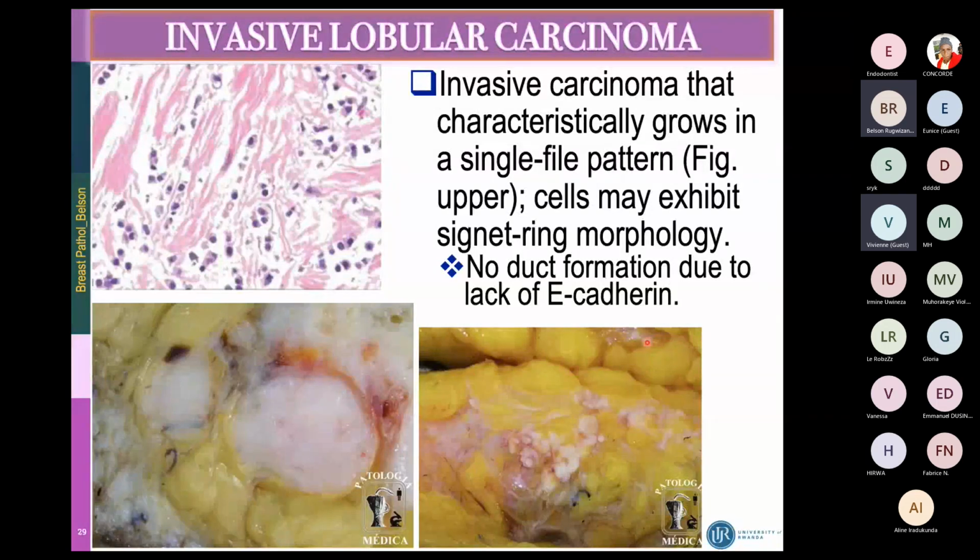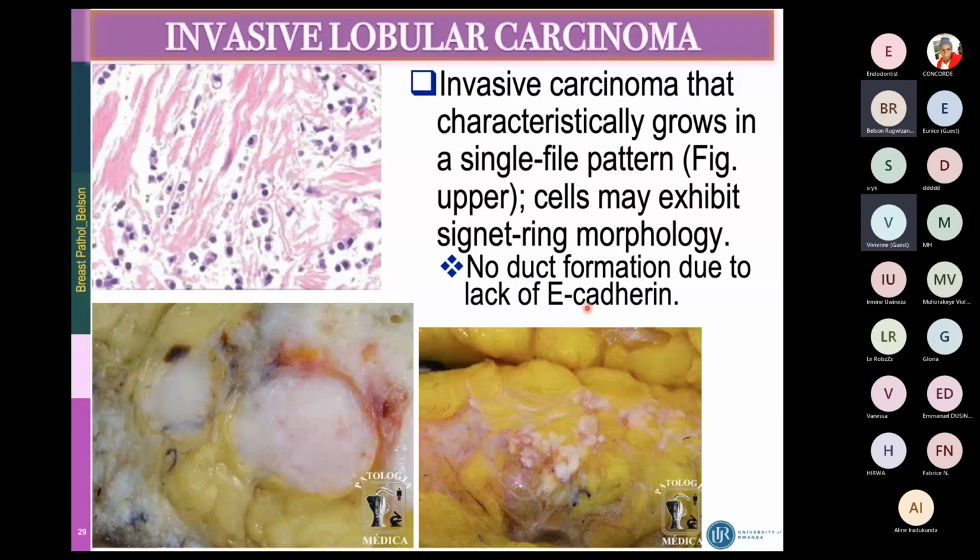Icyo bitaro nuko izo serire zo ntizijya zifatana. So if you go back to histology, you know that between epithelial cells we have the desmosomes, we have other proteins such as cadherins. So mu gihe izindi epithelial cells zigira iyi cadherin, muri lobular carcinoma it will be lost.